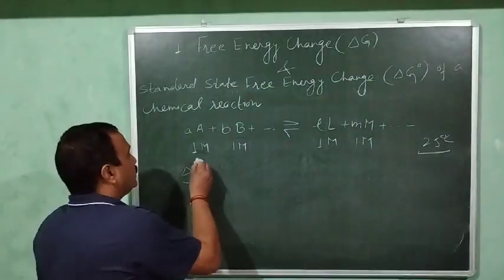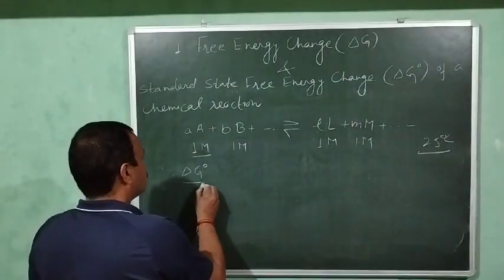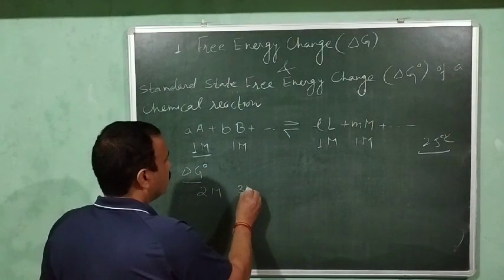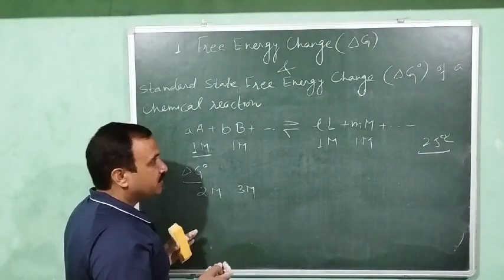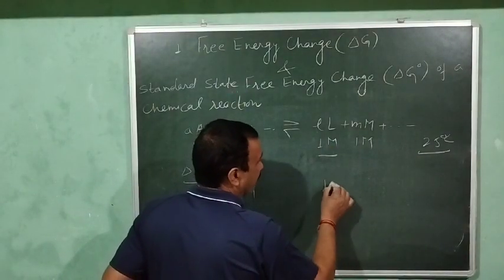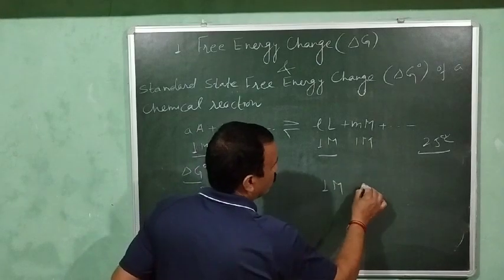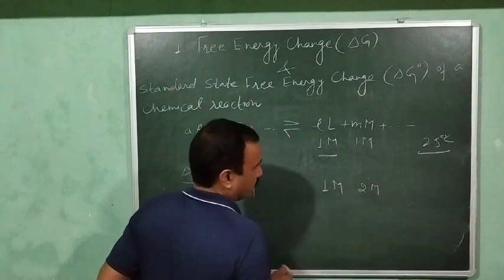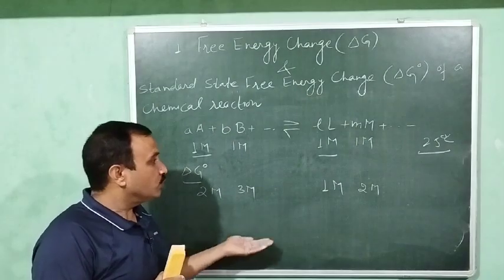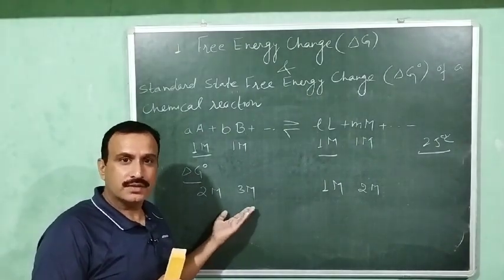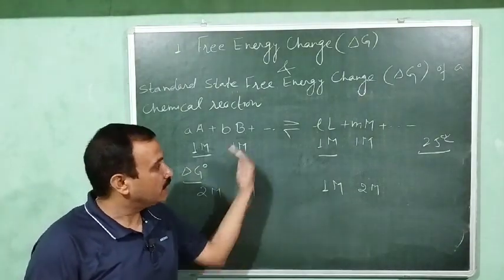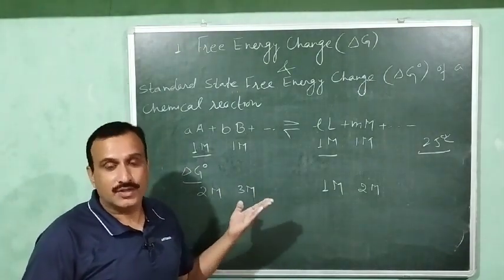Let the concentration of A be 2 molar, the concentration of B be 3 moles per liter, the concentration of your product L be 1 mole per liter, and that of M be 2 moles per liter. When these conditions hold, or some other conditions, the free energy change of the chemical reaction that we get will be delta G.